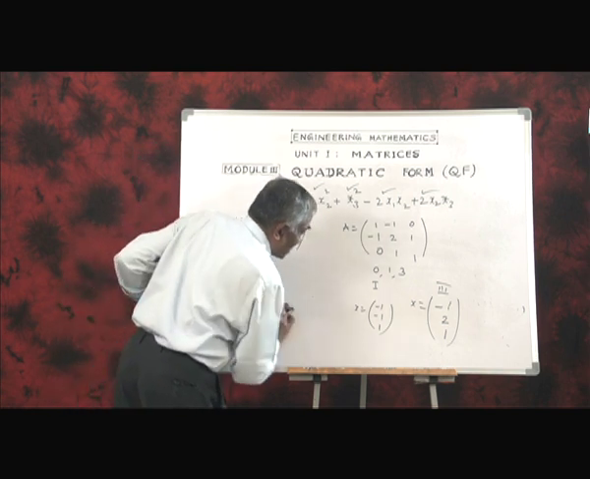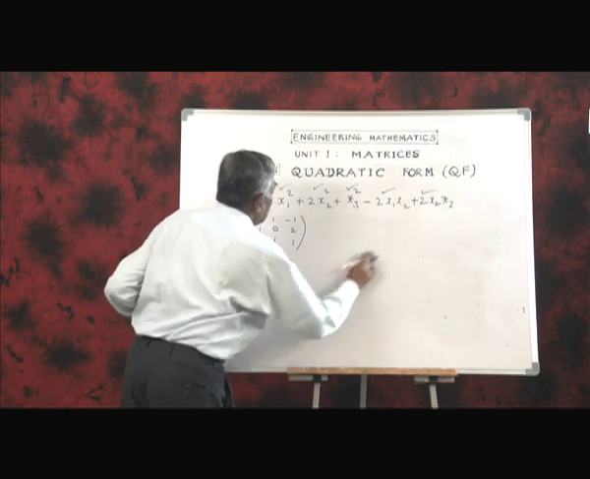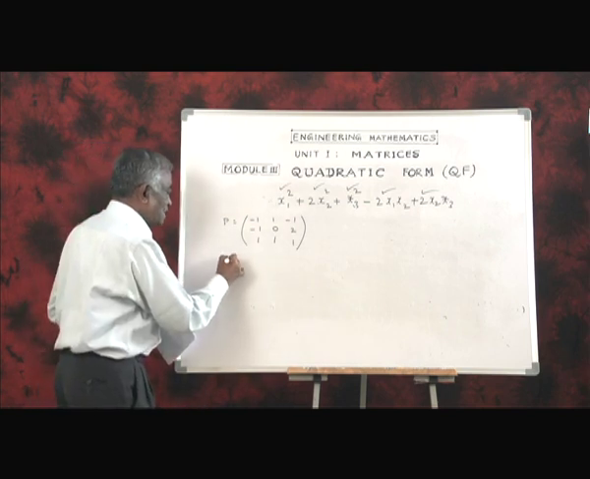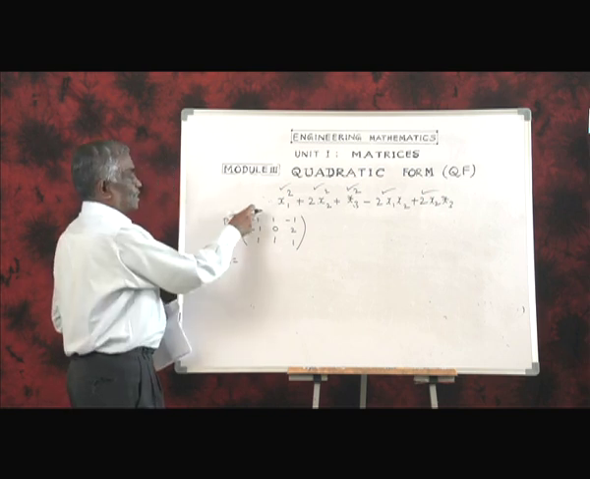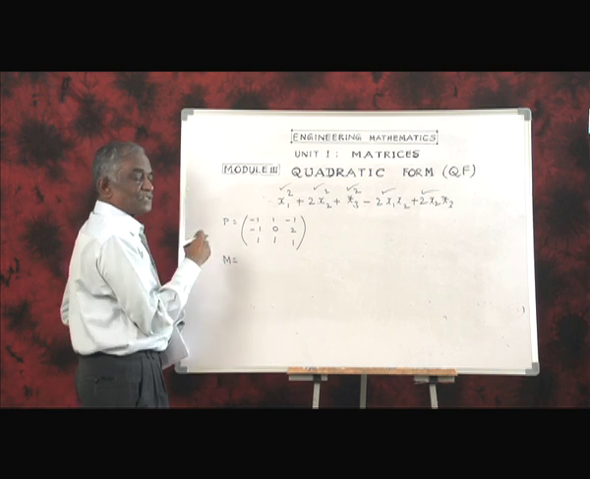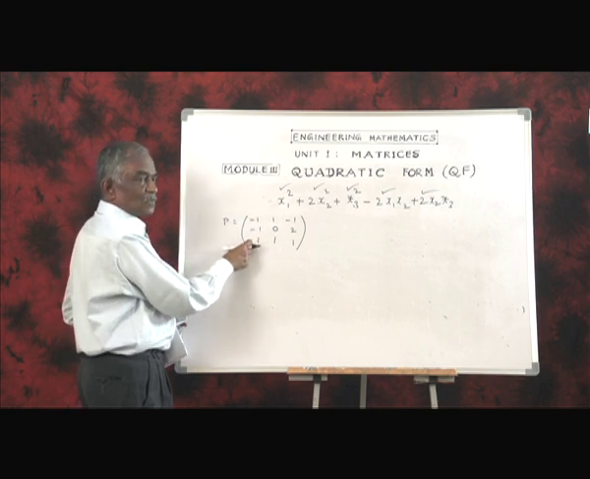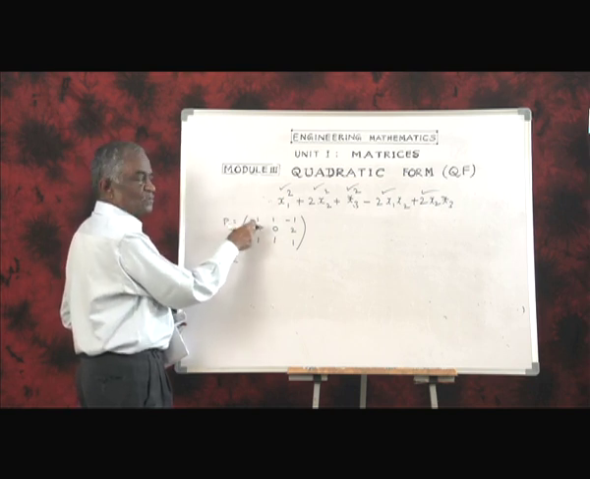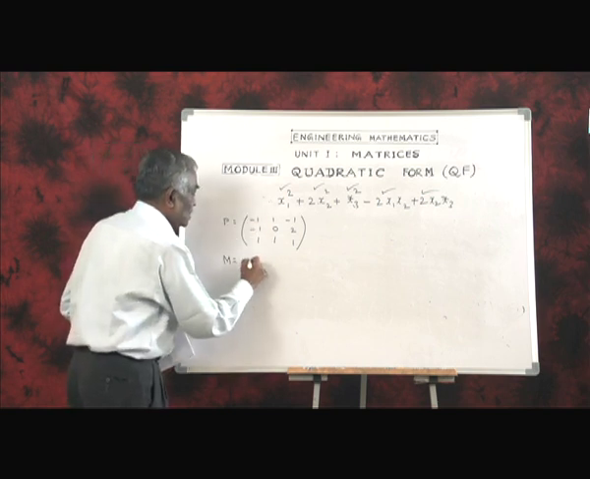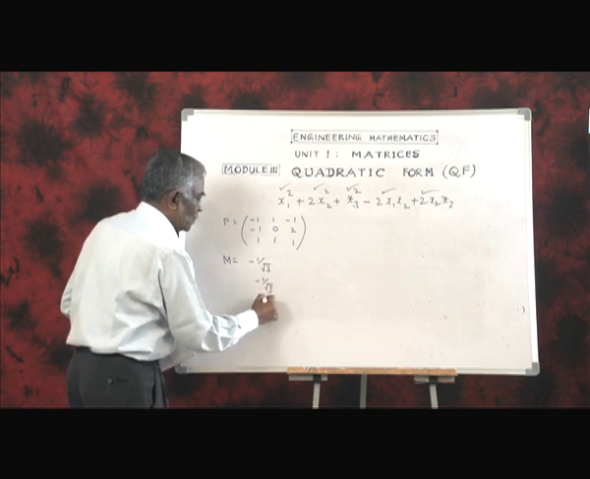Now after getting the modal matrix, we have to get the so-called normalized modal matrix. Normalized modal matrix means we write M is equal to, you divide each column by the length of the vector. You have studied in plus 2 level how to find the length of the vector. Simply square and add, take square root. So 1 plus 1 plus 1, when you square and add, is 3. So divide each one of these elements by root 3. So minus 1 by root 3, minus 1 by root 3, 1 by root 3.